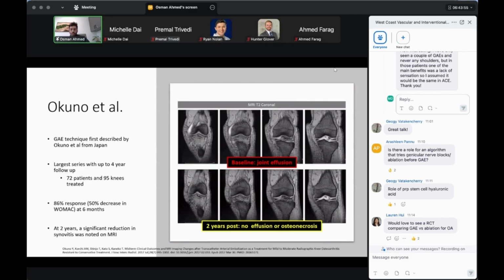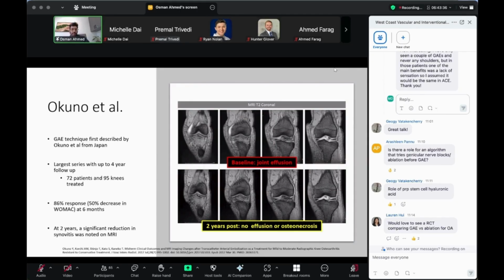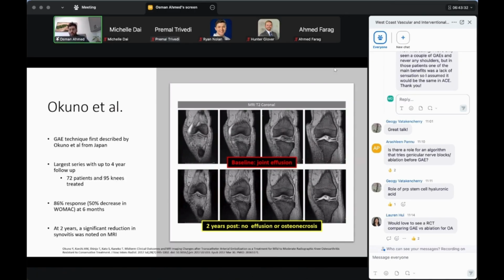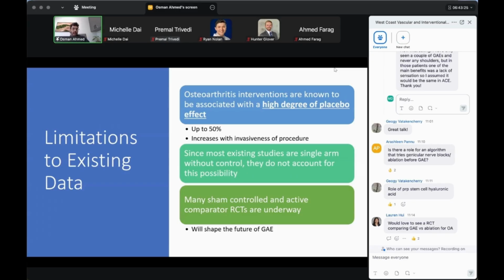As I mentioned, Dr. Kuno is the pioneer, or godfather, of this procedure. He has the largest experience to date in publication, with the largest follow-up out to 4 years. He has shown that patients out to 4 years can have durable pain relief, and he also has MRI data showing reduction in synovitis at 2 years. So this is very important longitudinal data that speaks to the durability as well as the safety. There's no effusion or osteonecrosis that's been reported in his experience.